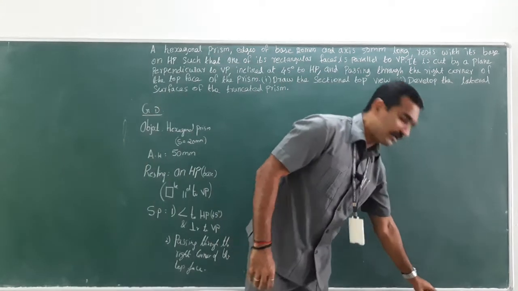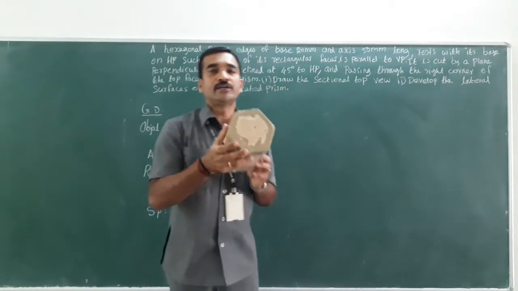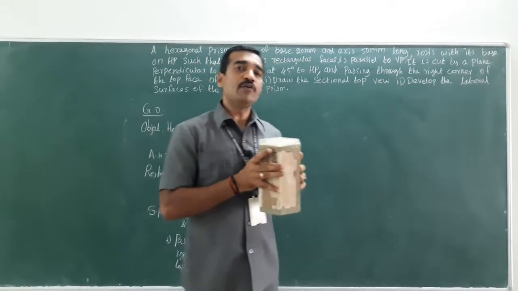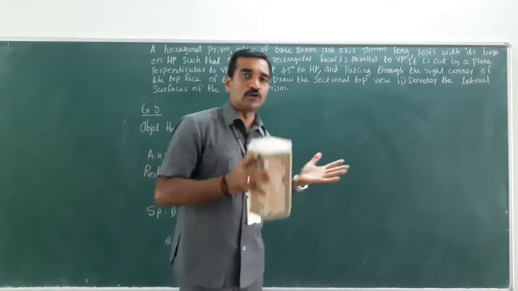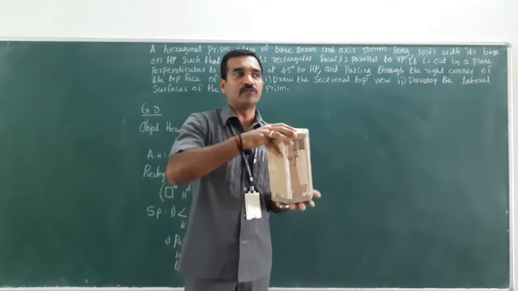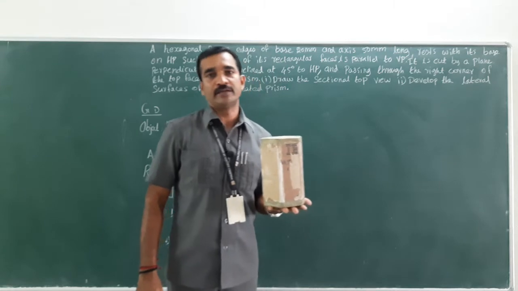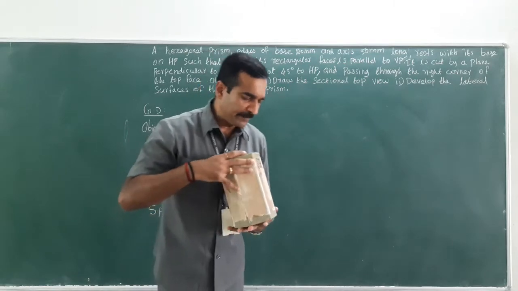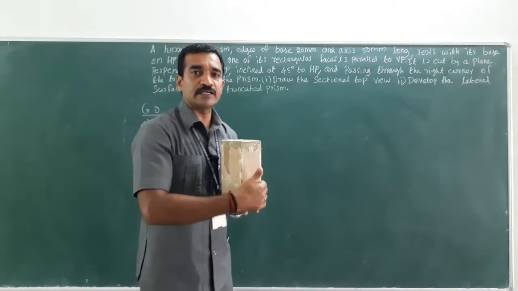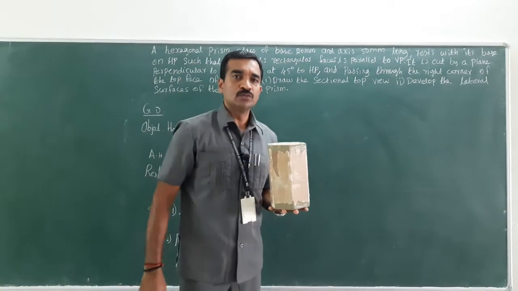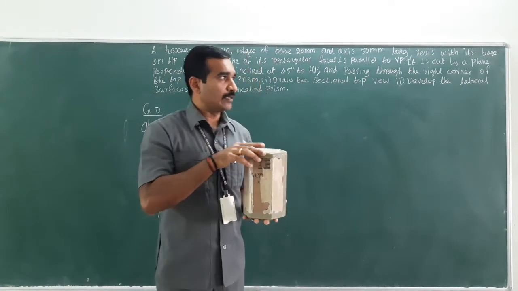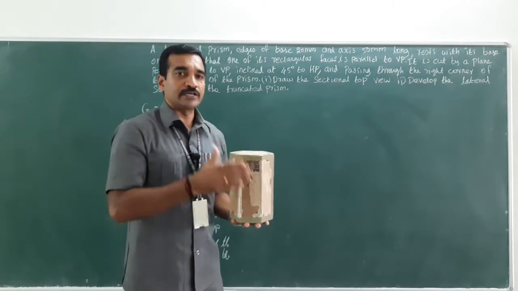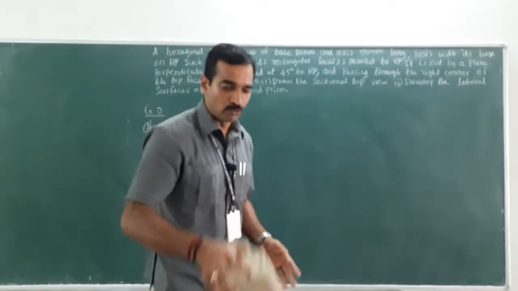Fine. Here the object is a hexagonal prism, right? The top face and bottom face are of same size. These are rectangular faces. How is it positioned? See, as far as the 4th unit, that is the development of surface is concerned, the object will be always placed on the HP in this manner. Here, the rectangular face is parallel to VP. If I keep in this manner, these rectangular faces are perpendicular to VP. If I keep in this manner, now these rectangular faces are parallel to VP. Two rectangular faces are parallel to VP. This is how I am going to draw.